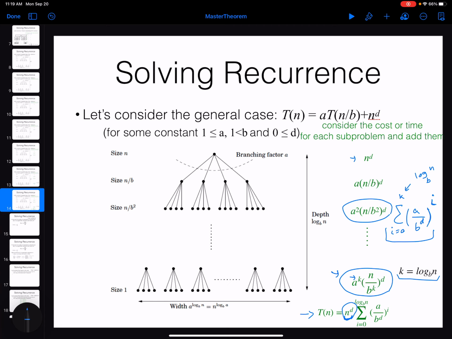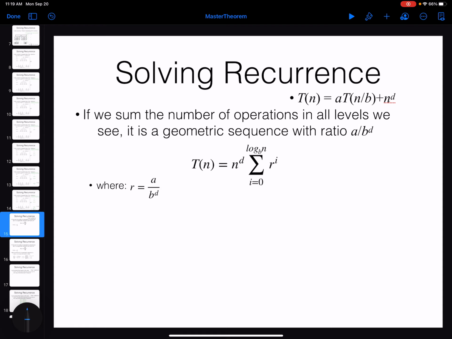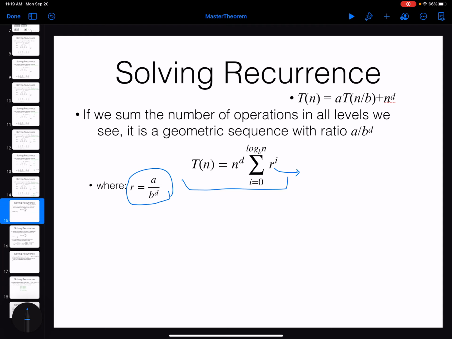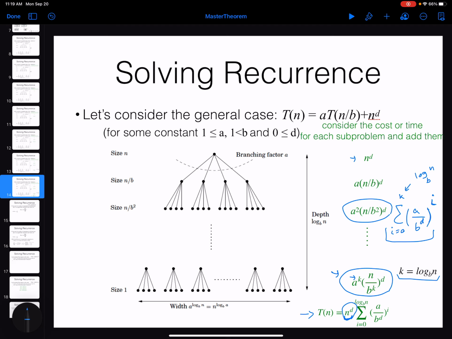Right? So I can end up with this full summation as the result for T of n, where r is that ratio that we have discussed, which is going to be a divided by b to the power of d. Okay, if you haven't got all of the levels properly, and you feel you got confused, you just get back to the recursion tree and try to calculate the cost of each level.